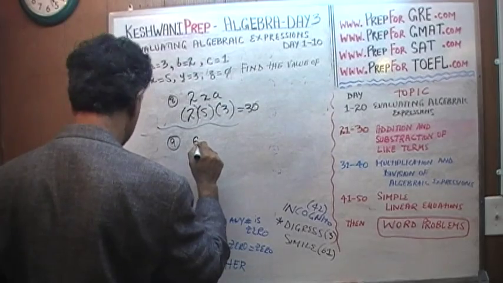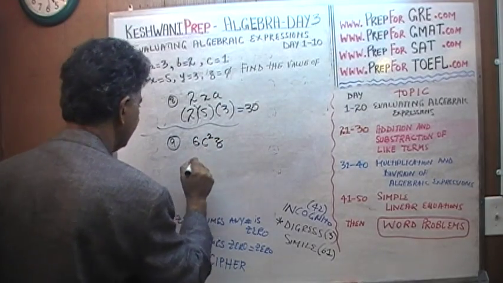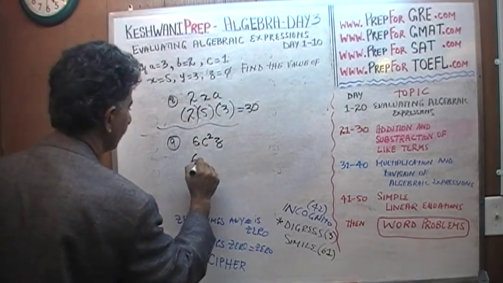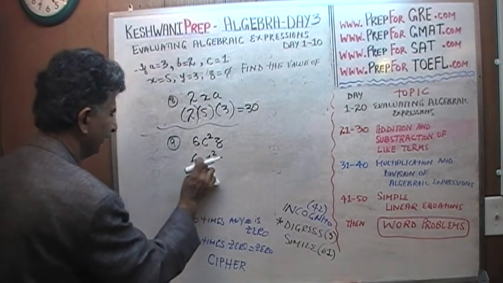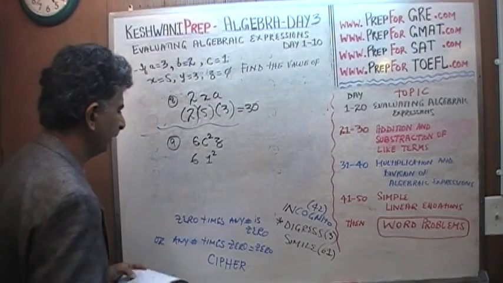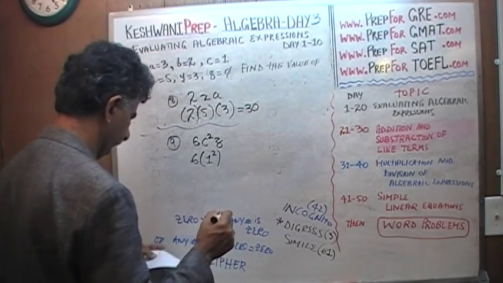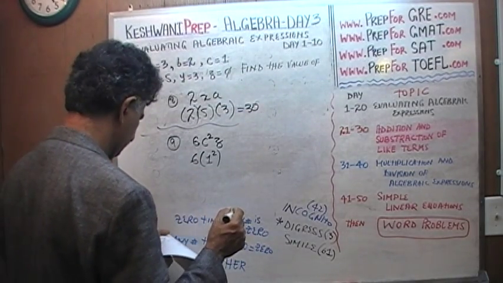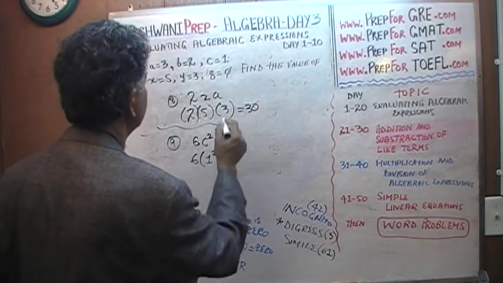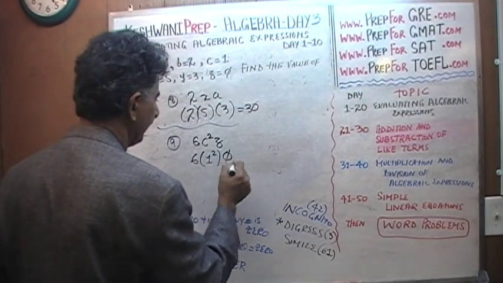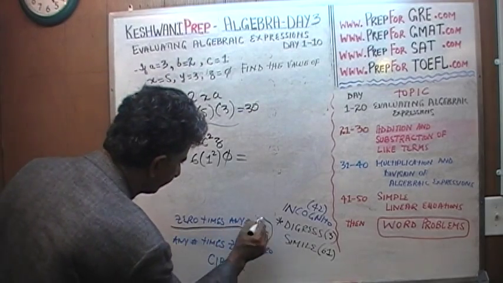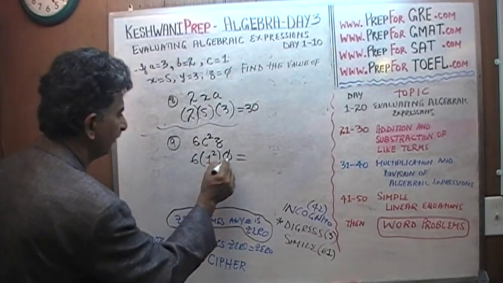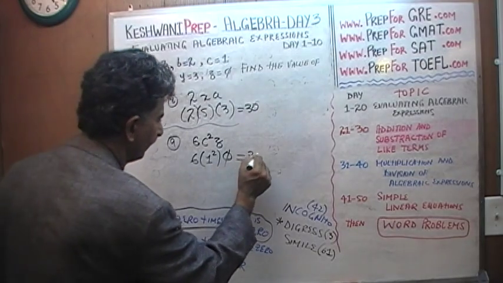6 times c squared times z. 6 times c squared, which is 1 squared. See, I don't like the parenthesis business. I just hate it. I prefer to put the multiplication sign. Times z, z is 0. z is big fat 0, and we know that 0 times any number is 0. Since z happens to be 0, 0 times anything is going to be 0.